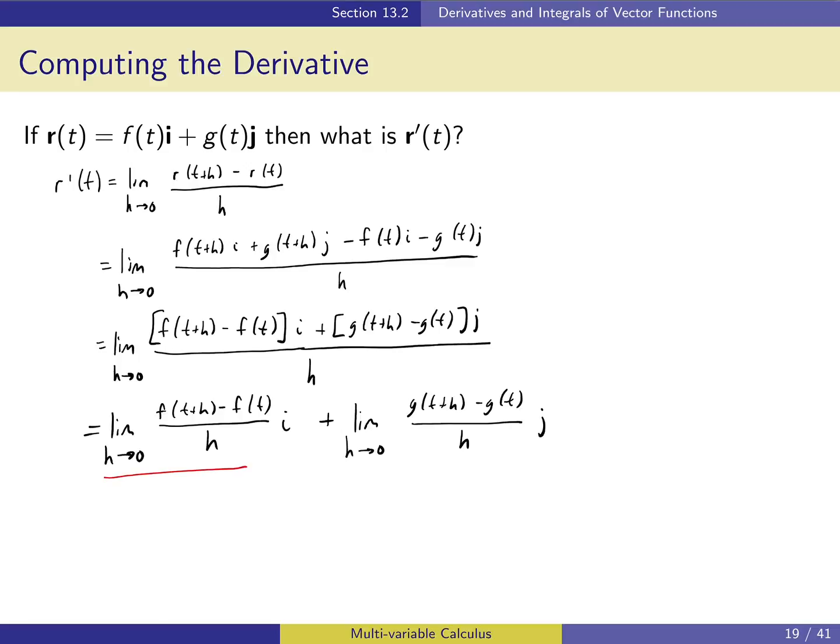Take a moment and look at this limit and this limit. What are these? Well, these are the ordinary derivatives of the real valued functions f and g. And so this is f prime of t times i plus g prime of t times j. This suggests that if we want to take the derivative of the vector function r, all we need to do is take the derivative of the component functions. The derivative of the function f stays attached to the i vector, the derivative of the function g stays attached to the j vector, and so long as those derivatives exist, we have a derivative of r of t.